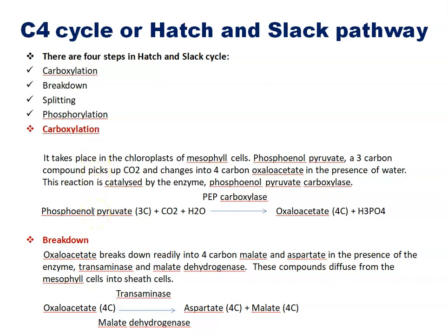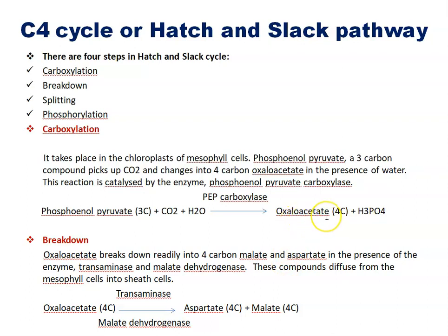This carboxylation step takes place in the chloroplast of mesophyll cells. Here phosphoenol pyruvate is there, which is a 3-carbon compound. When it picks up carbon dioxide in the presence of water and phosphoenol pyruvate carboxylase, that is the PEP carboxylase enzyme, it changes into oxaloacetate, a 4-carbon compound, plus a phosphoric group, H3PO4. So this is carboxylation. Next step is breakdown.